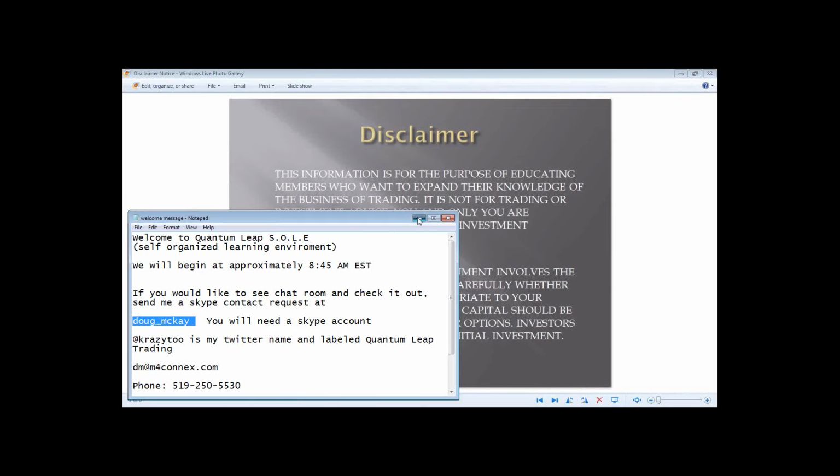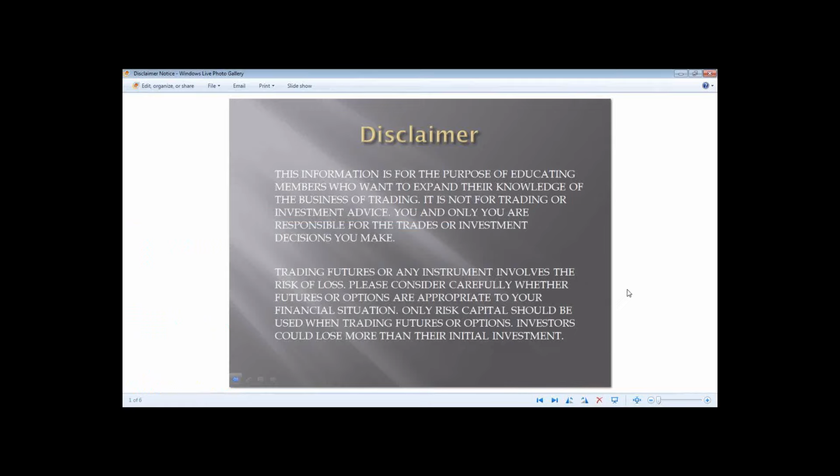Each morning we come together and go through a market analysis and then set up our trade levels for the ES for the day, and I give you what my hypotheses are for the day.